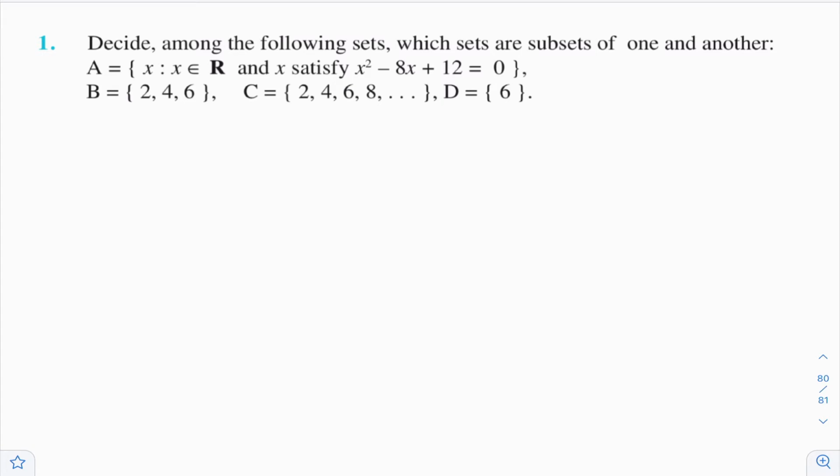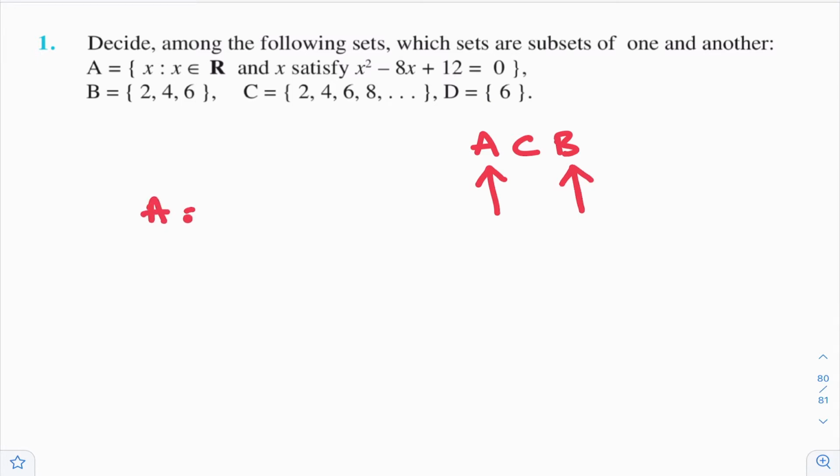You observe what the first question is. Decide among the following sets. They have given some sets here: A, B, C, D. Among the following sets, which sets are subsets of one another? If you know the definition of subset, then you can do this problem very easily. What is the definition of subset? When we say A is a subset of B, if all the elements present in set A are present in set B, then set A is called a subset of B.